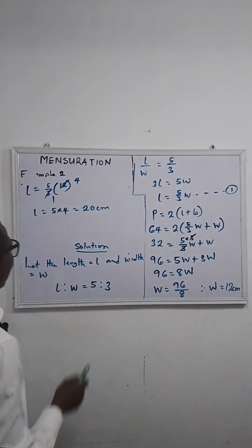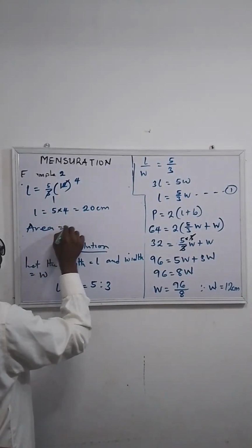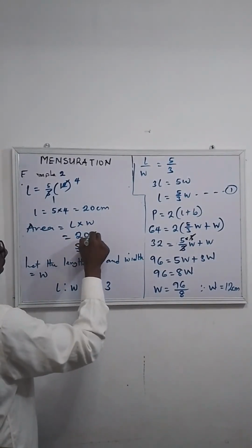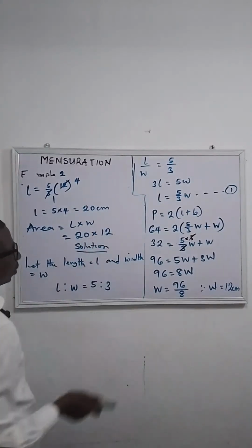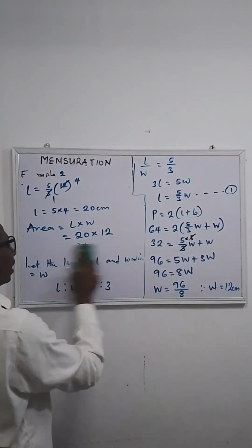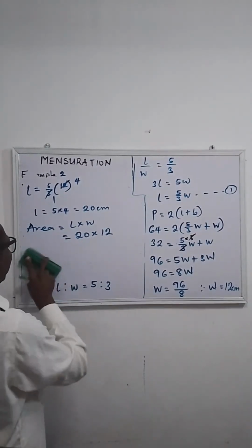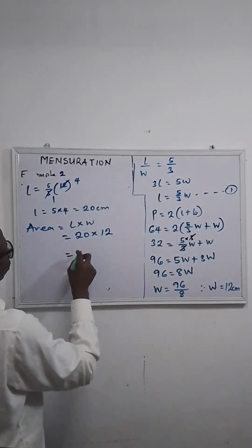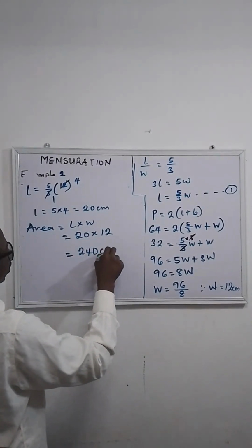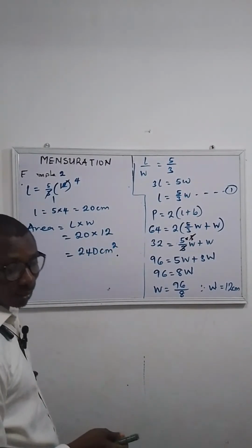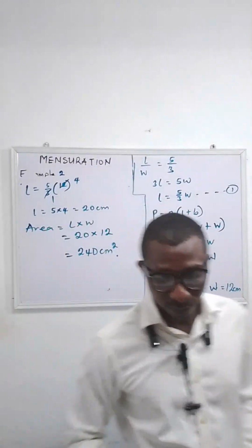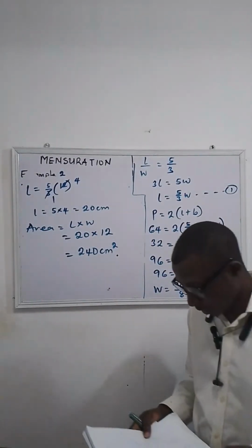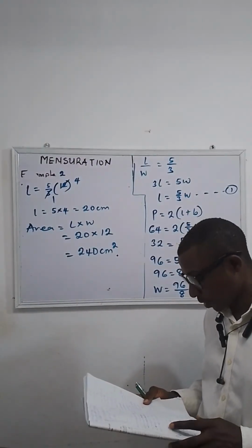So now, let's get the area. We have area is length times width. So the length is 20, while the width is 12. So what do we have? Well, we multiply that. So the area of the rectangle is going to be 240 centimeters square. So this is going to be the answer to that problem. Alright? So I believe you understand that. Okay, so now let's move down to the next question.